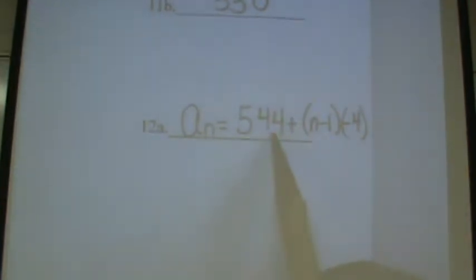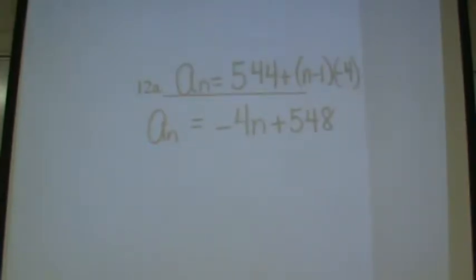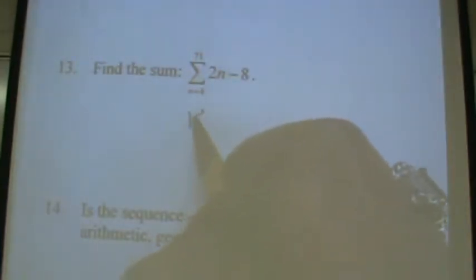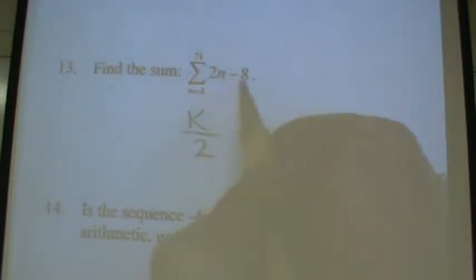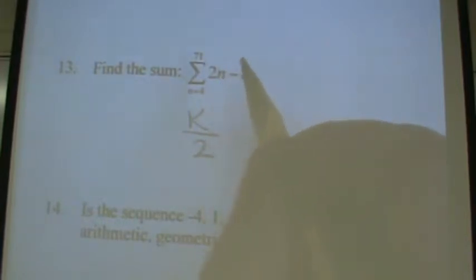That's your equation. It's the first term plus n minus 1 times d. Now, obviously, you can rewrite this equation by simplifying it. Is this coming back to you guys a little bit? Hopefully. Okay, find the sum. Now, I know this is an arithmetic sequence because this looks like a linear equation. If it looked like an exponential one, then it would be geometric.